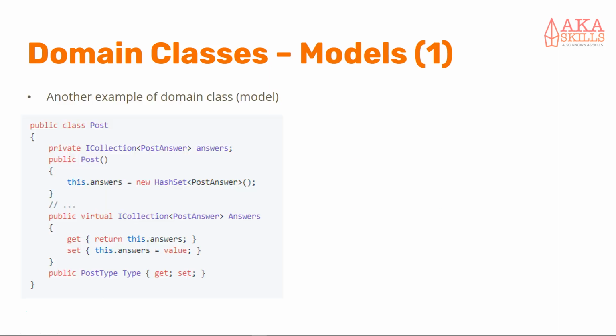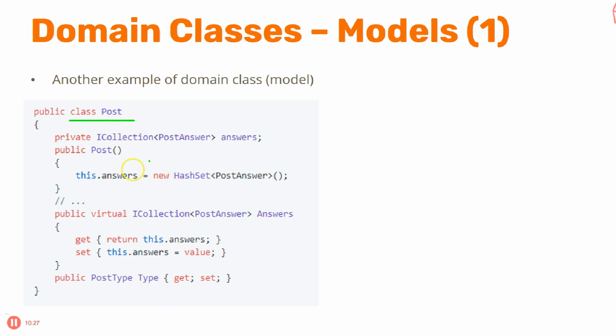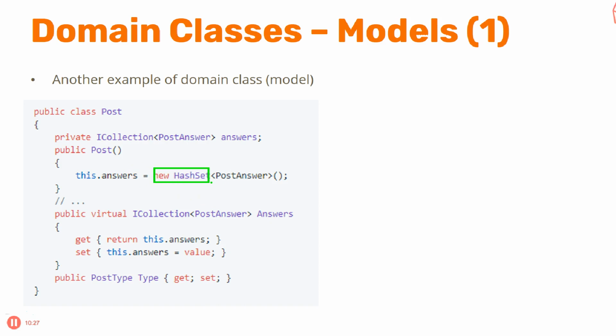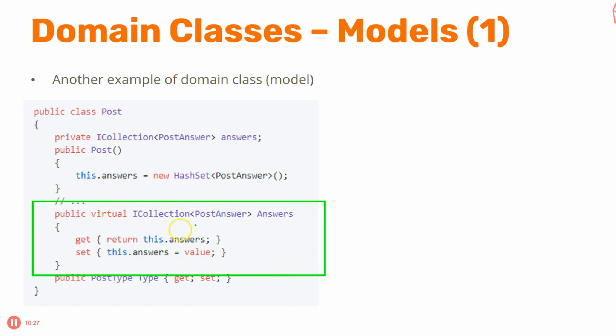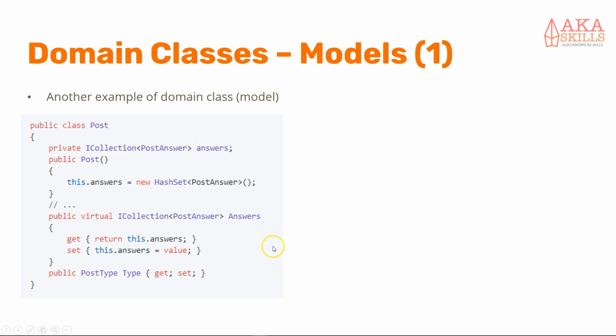So another example of a domain class model is post. Here, what we said: I'm having a class post, and basically what I have is some field, a collection of post answer, named answers. Inside the constructor of my post, I'm saying that this dot answers is equal to a new collection of post answer. For the new collection, in that case, I use a hash set. After that, I'm creating a virtual property which is returning this field and setting this field to the provided value. Of course, after that I have something else which is a totally different property, which is some type, my post type.